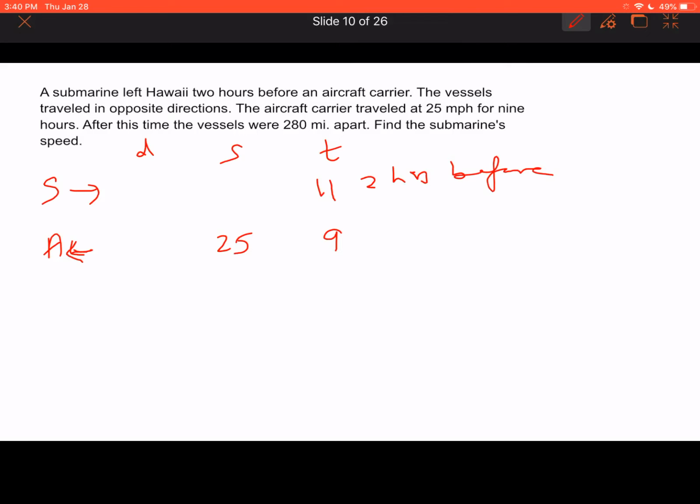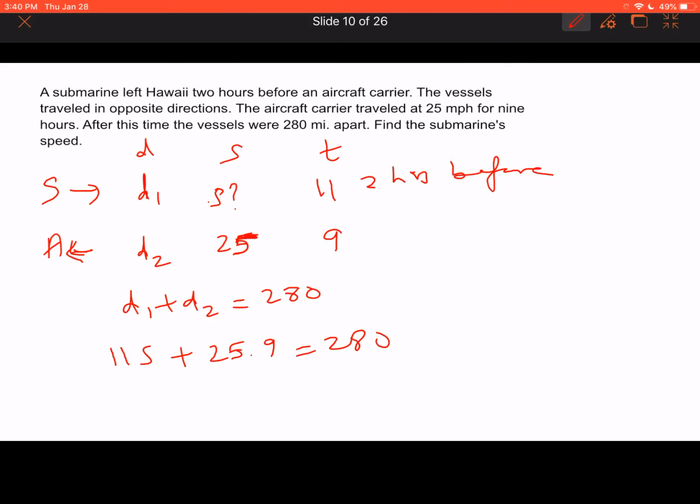After this time, the vessels were 280 miles apart. Find the submarine speed. We have to find the speed of the submarine. So this is 25, and that is the unknown speed, say s. d1 is 11s, plus d2 is 25 times 9, which is equal to 280. So the speed of the submarine is going to be 5 miles per hour.